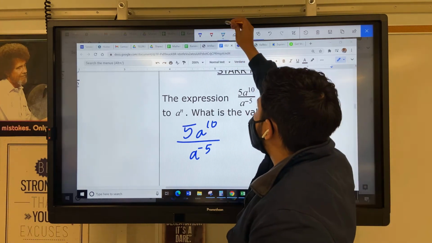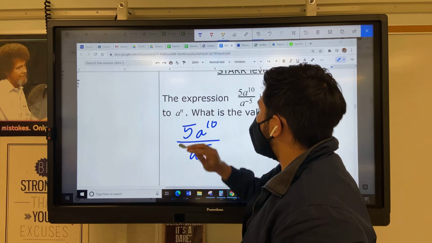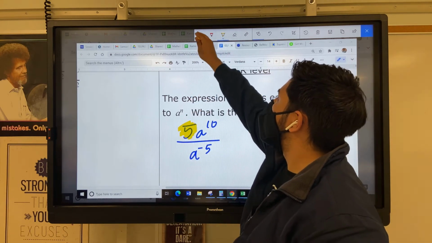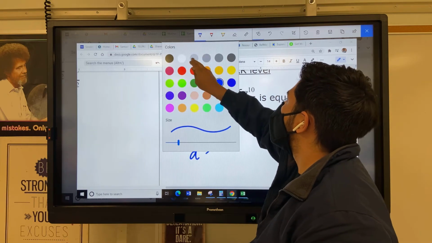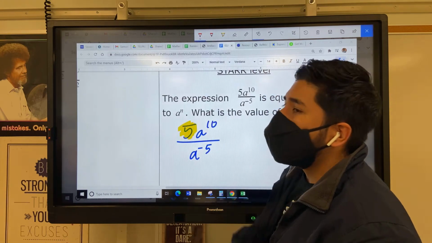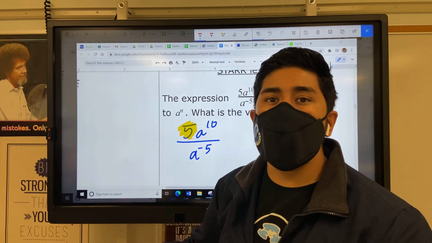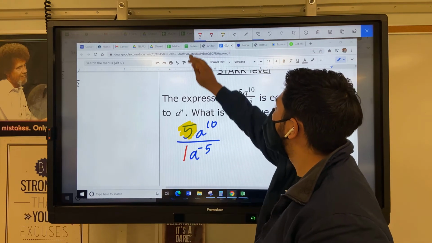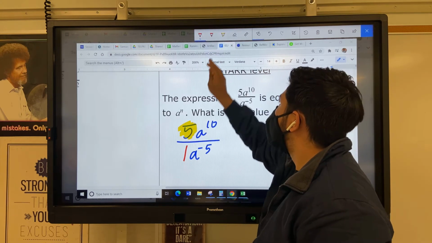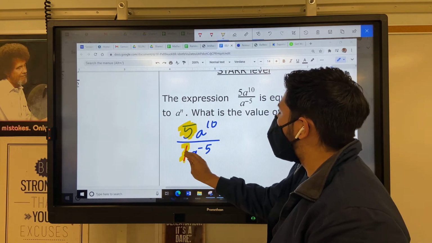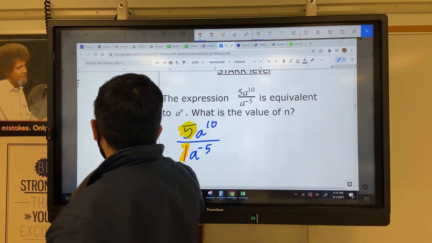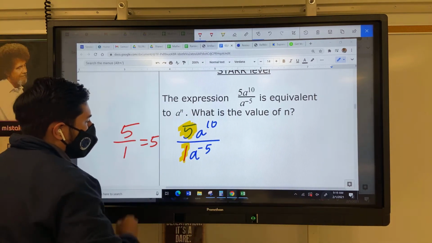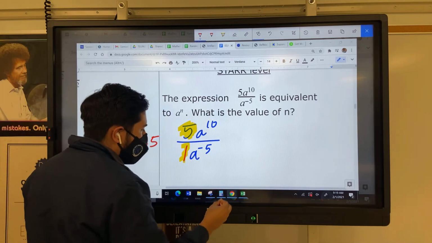We need to divide the coefficients, but guess what? I only have a 5 right here. What should I put right here for a number if it's not there? Well, the bottom part does exist, so if it exists, it's not 0, it's an imaginary 1. That's pretty straightforward. What's 5 divided by 1? Should be able to get 5, so I know that's my first part.